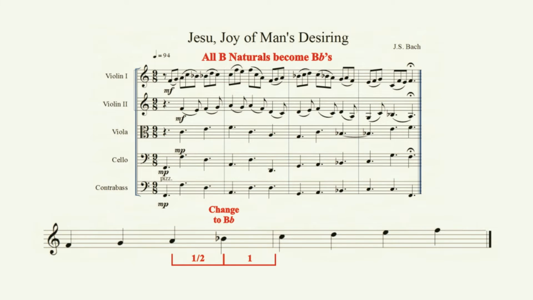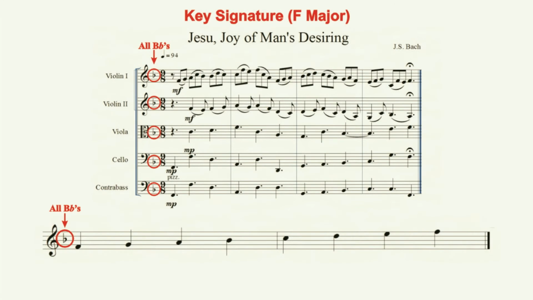Since we now have only B flats throughout the piece, and since it remains rather painstaking to place a flat symbol next to every B note that appears, we can agree to place a single flat symbol on the B line near the beginning of the piece, just after the clef symbol, to instruct us that all Bs are to be played as B flat.